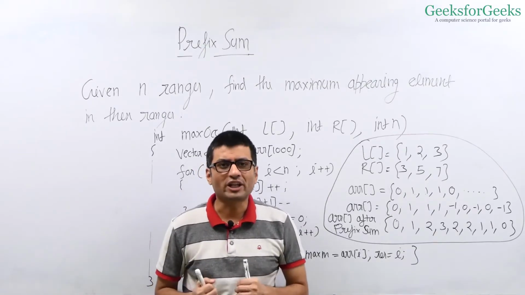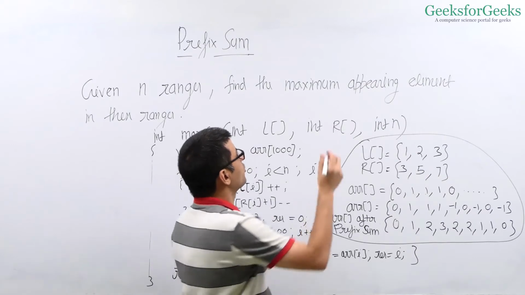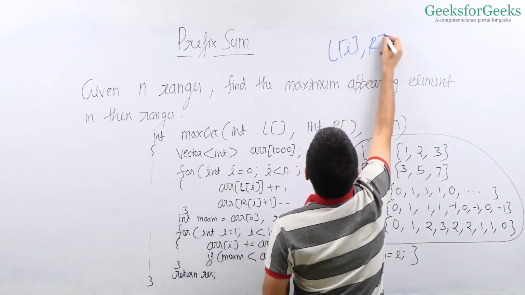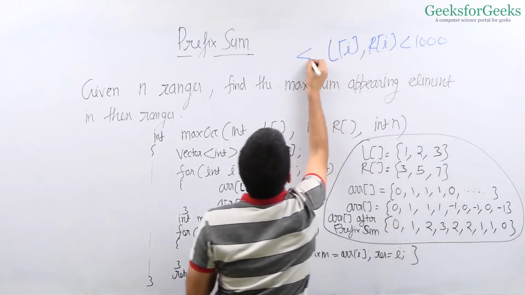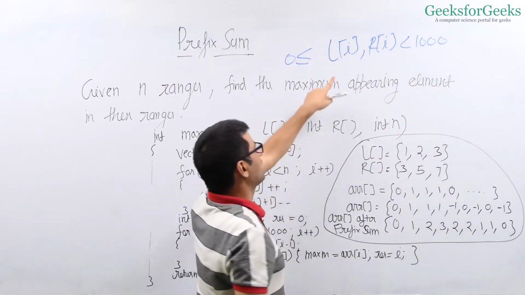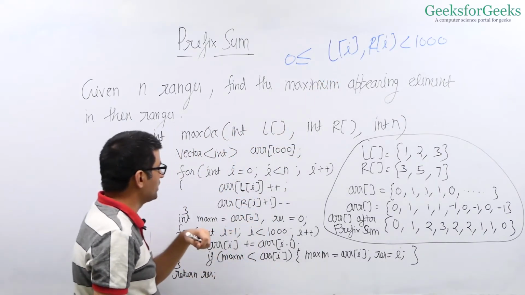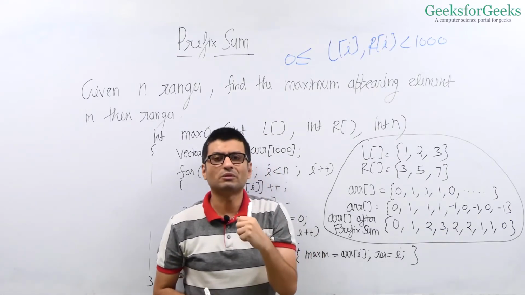I just told you a hashing based solution, then I said what to do if the ranges are limited. What do I mean by that? Li and Ri are smaller than 1000 and greater than or equal to 0, right? So if you have these values, can you solve this problem in big O of n time?